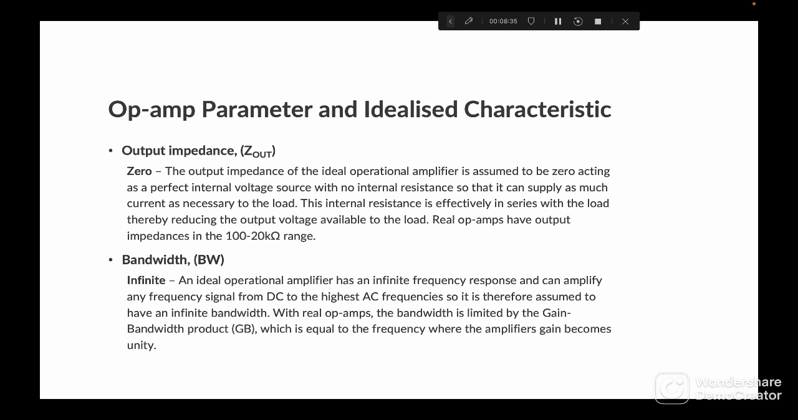So bandwidth-wise, an ideal operational amplifier has an infinite frequency response and can amplify any frequency signal from DC to the highest AC frequencies. So it's therefore assumed to have infinite bandwidth. With real op-amps, the bandwidth is limited by the gain bandwidth product, which is equal to the frequency where the amplifier gain becomes unity.